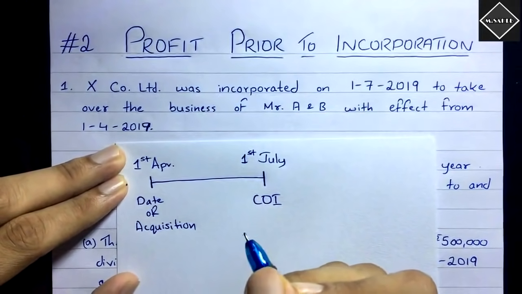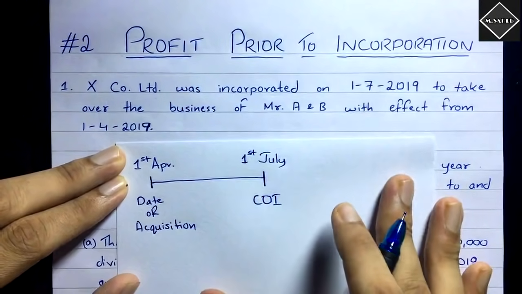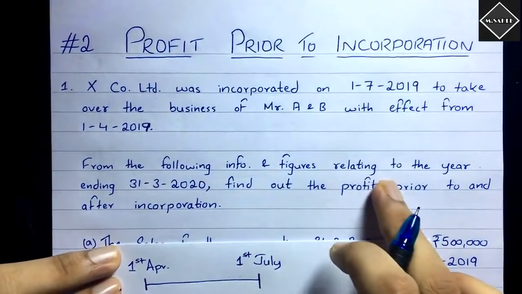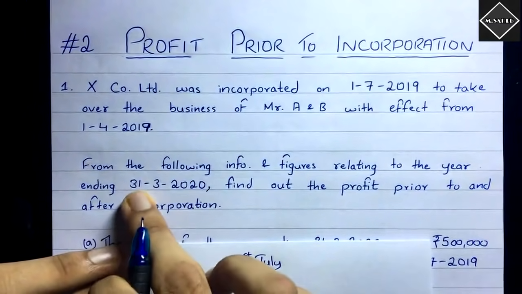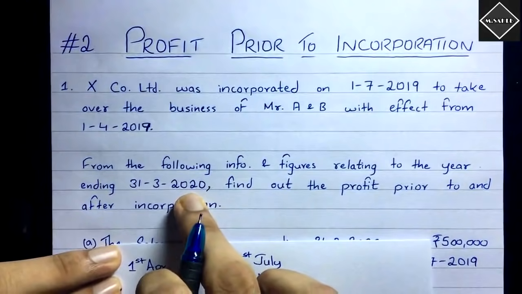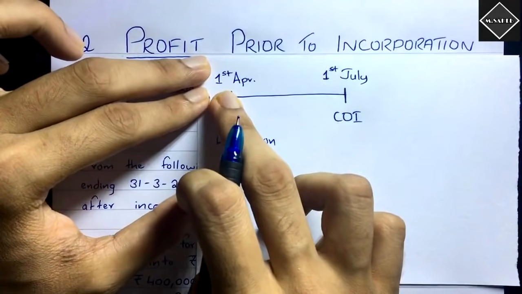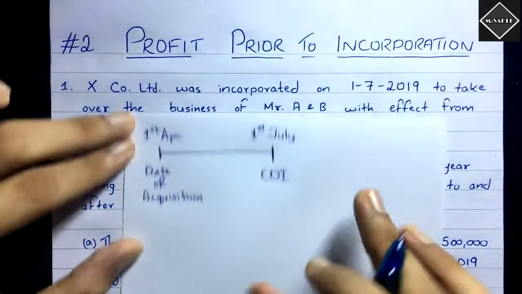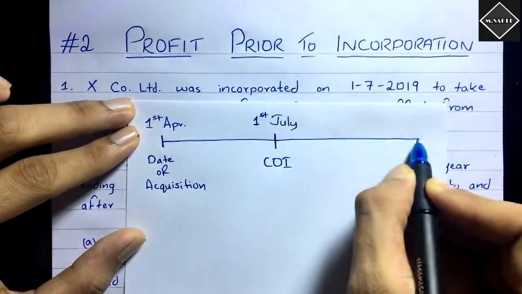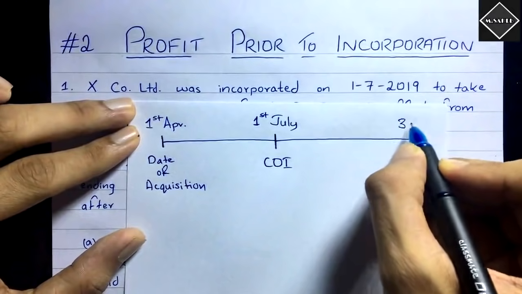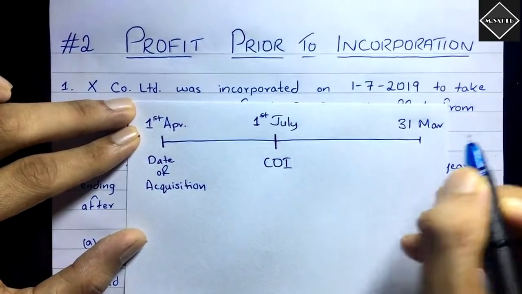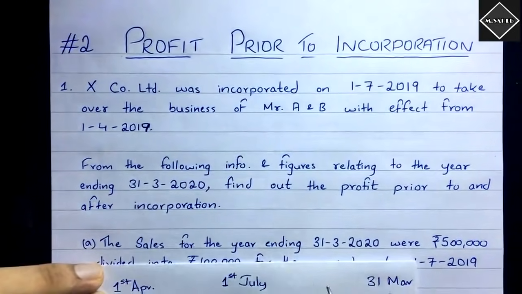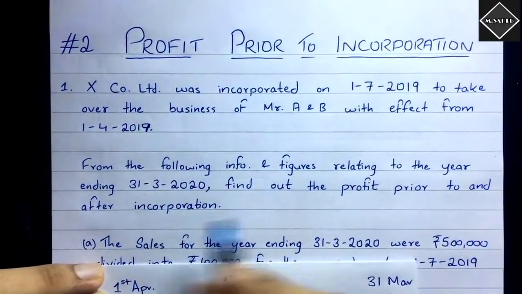Fine, and then what happened? Let's see. Then, from the following information and figures relating to the year ending 31/3/2020. So here the year has started on 1st April, right? And the year has ended on 31/3/2020, that is 31st March. Find out the profit prior to and after incorporation.